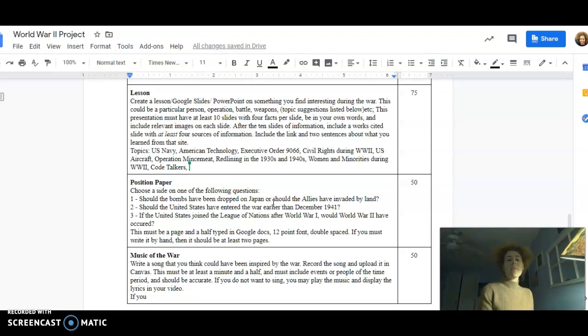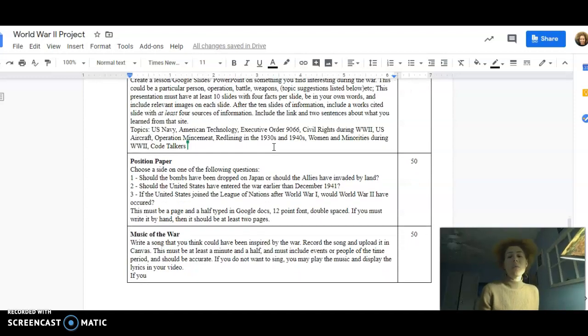You're going to create a PowerPoint or Google slide presentation on something that you find interesting. And here I have several topics that you can choose from. But if you have another topic that's interesting to you, then just run it by me and I can sign off on it. This presentation should have at least 10 slides and 4 facts per slide. And it should be in your own words, include relevant images on each slide. After the 10 slides of information, then I want you to include a works cited slide with at least 4 sources. So you shouldn't get all of your information from the same thing. You have to use 4 different sources.